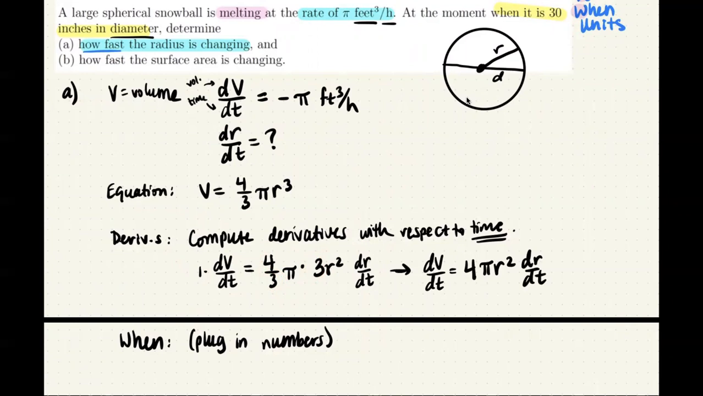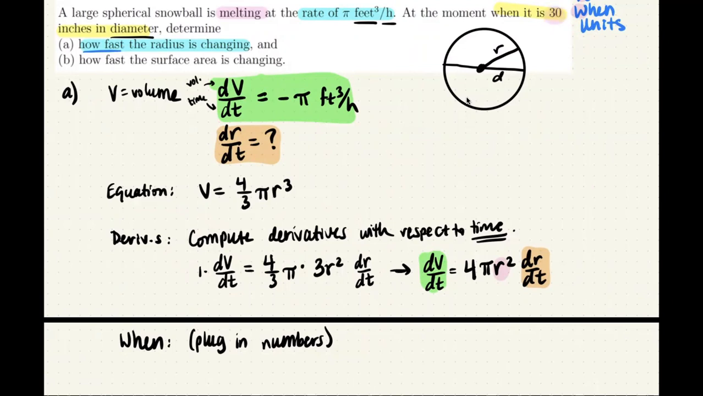Now I know the value of dV/dt from way up here in our first step. dV/dt is negative pi feet cubed per hour. What I'm trying to find is dr/dt. So there's nothing for me to plug in there. That's what I'm going to solve for. My final answer will be dr/dt equals some number. The only other thing I need to be concerned about here is this r. I need to plug in a number for that. And we can plug in a number for that. It's just not quite in the form we want it yet.